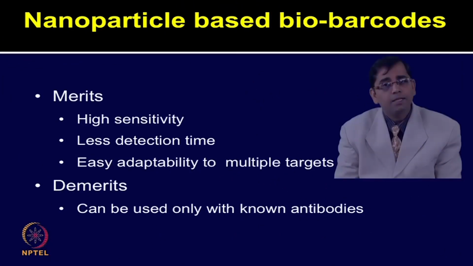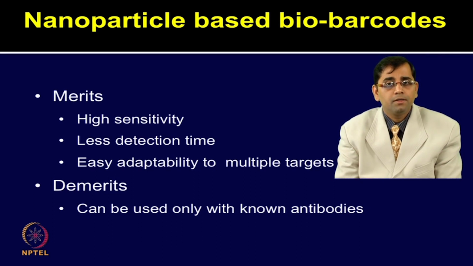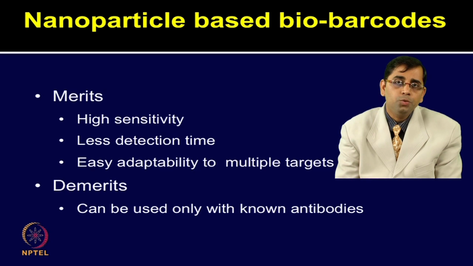The nanoparticle based biobarcodes offer various advantages. The merits include high sensitivity, less detection time, and it can be easily adapted to multiple protein targets. The demerit of this method is that it can only be used with known antibodies.